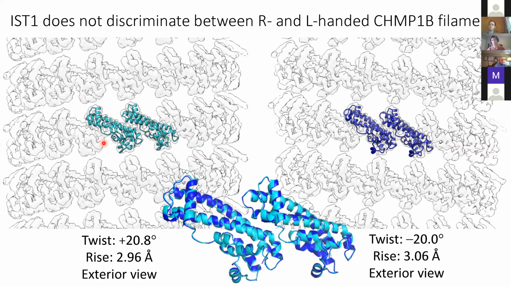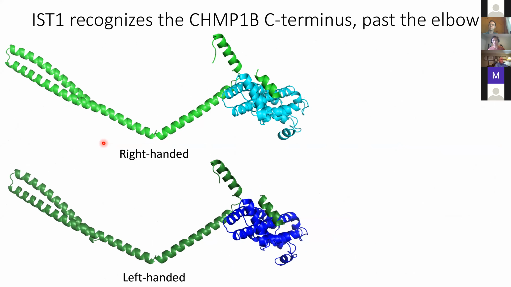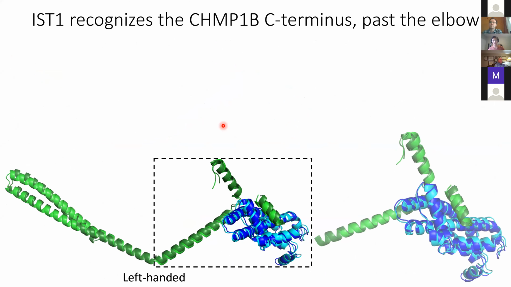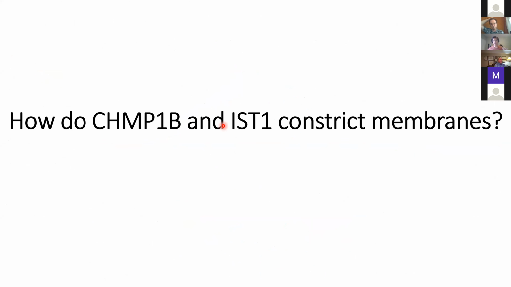The reason IST1 doesn't discriminate between the two handed filaments is because it's always interacting with the C terminus of CHMP1B, past the elbow, past where that rotator cuff joint is. So here are the protomers from the right-handed and left-handed filaments. If you do an overlay, the RMSD is again around 1 angstrom. But if you do a focused alignment just on the C-terminal end, they overlay rather nicely with an RMSD less than 0.7 angstroms.